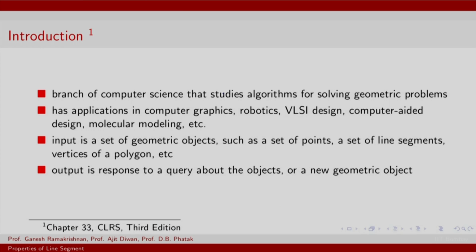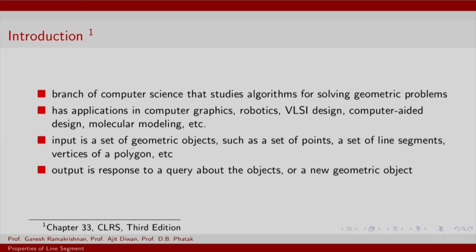Computational geometry happens to be a branch of computer science that studies algorithms for solving geometrical problems, and it has applications in graphics, robotics, VLSI design, computer aided design, molecular modeling, etc. Basically all areas that have something to do with shapes of objects and understanding properties associated with those shapes.